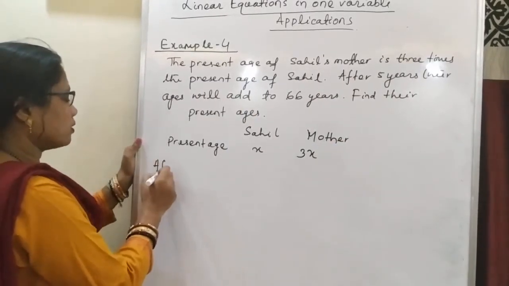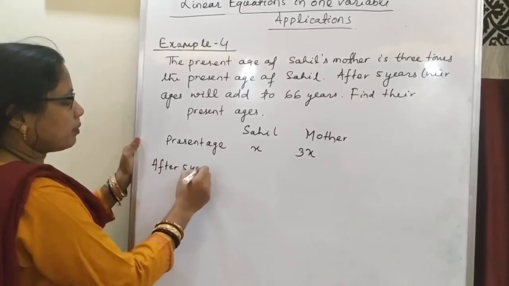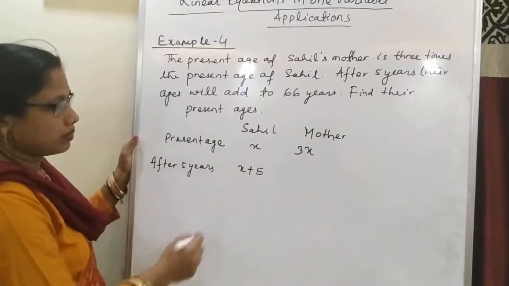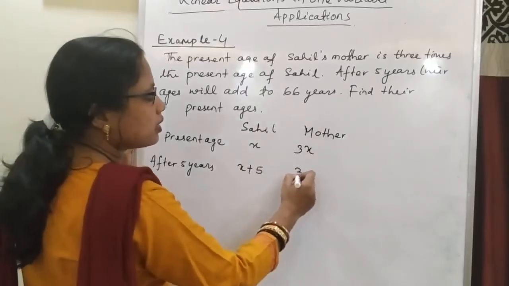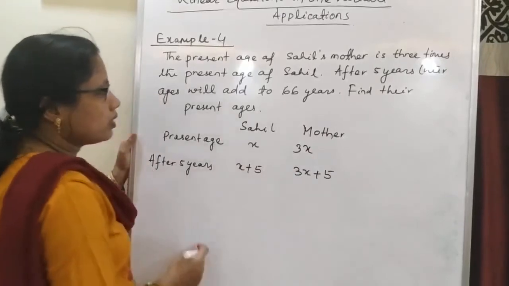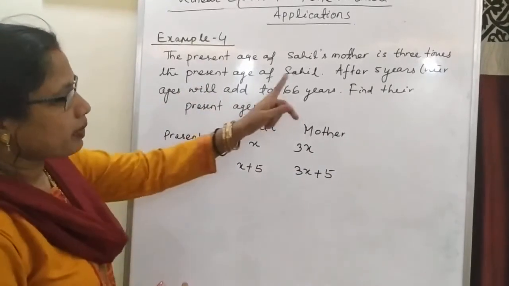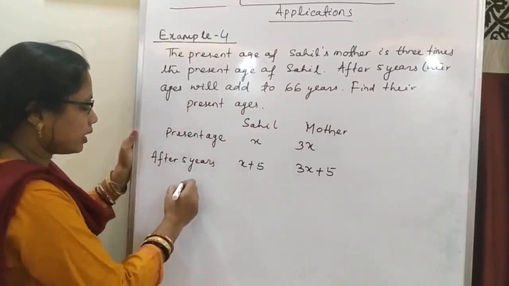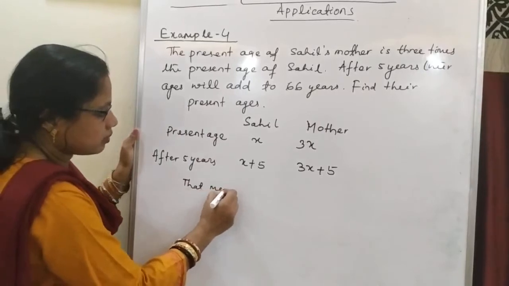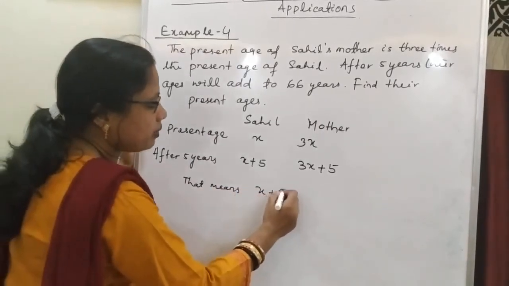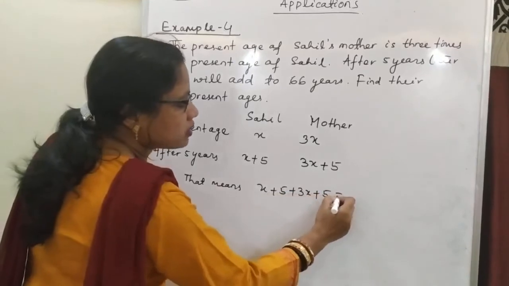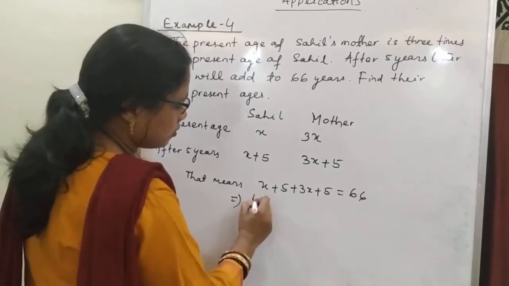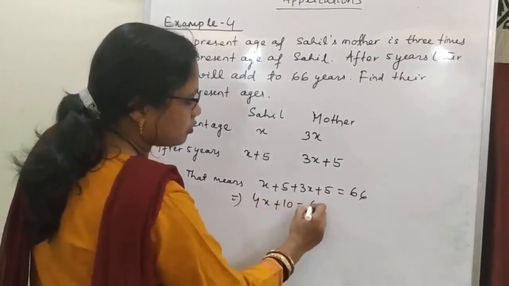Then after 5 years, what will be Sahil's age? That will be x plus 5. And what will be his mother's age? That will be 3x plus 5. So in the question it is given that after 5 years their ages will add up to 66 years. So that means x plus 5 plus 3x plus 5 is equal to 66. So this implies 4x plus 10 is equal to 66.